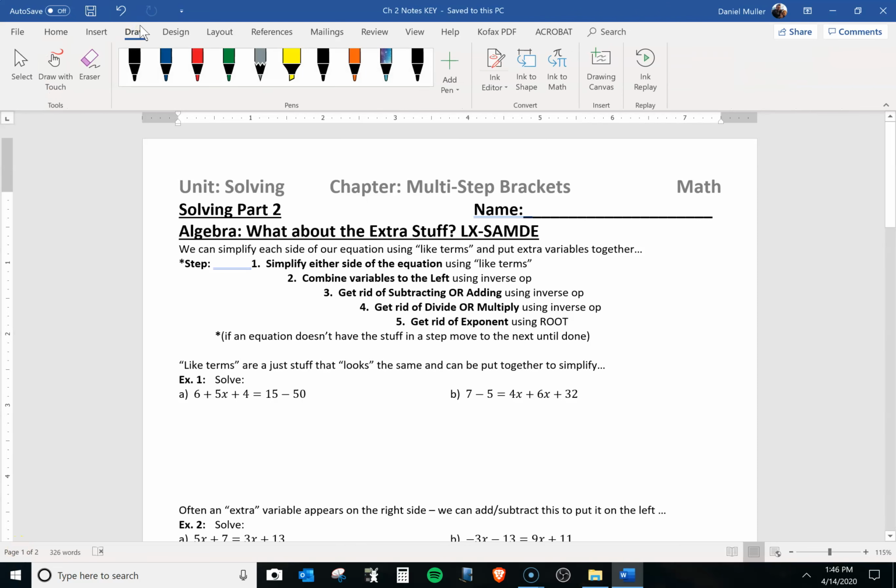Chapter 2 here, solving with multi-step. So we're looking at multi-step, but we're also looking at brackets. So we're going to be doing both. Now, when we do brackets, it'll generally lead back to multi-step. So we need to learn the multi-step first, and then we'll throw in the brackets.